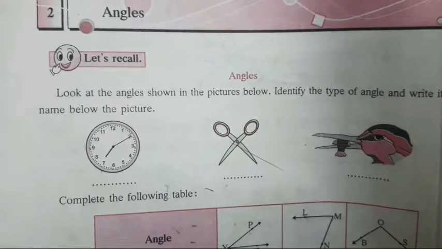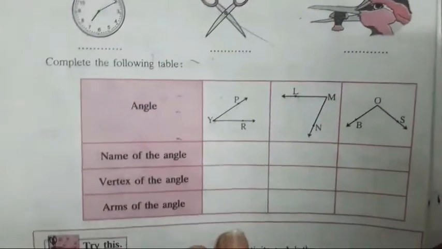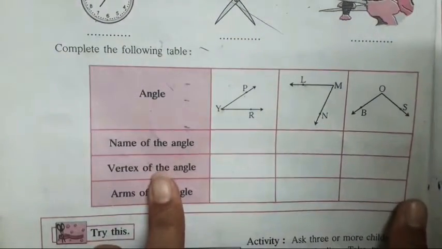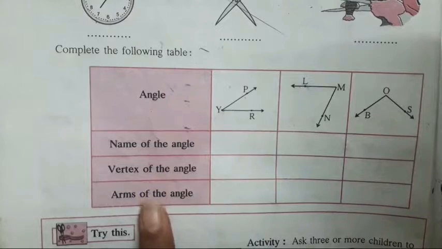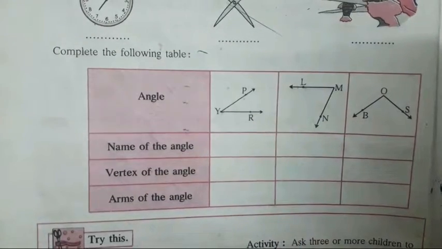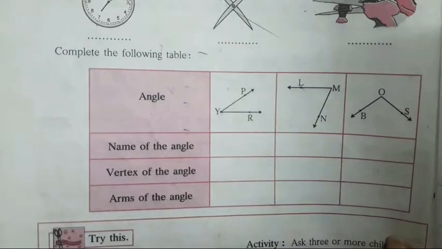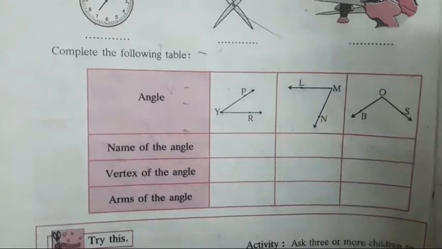Today we are going to study chapter number 2, angles. In this chapter we are going to study how to write the name of the angle, what are the vertex of the angle and arms of the angle. This we have already done in the previous chapter also last year, but this is going to be the revision, so I'll be explaining you from the textbook itself, page number 6.